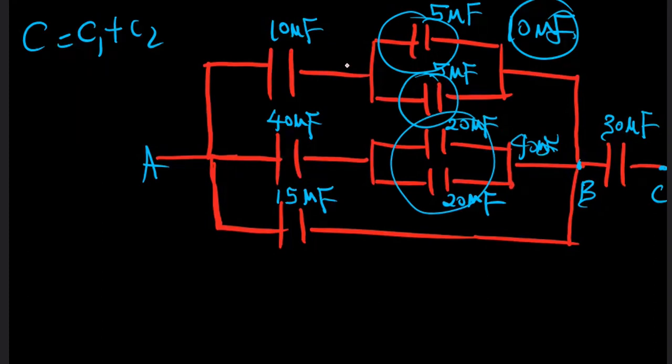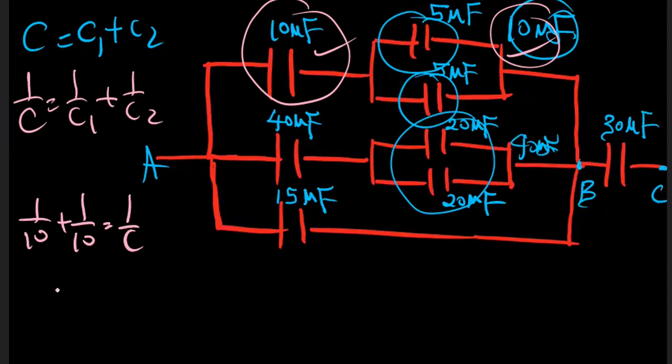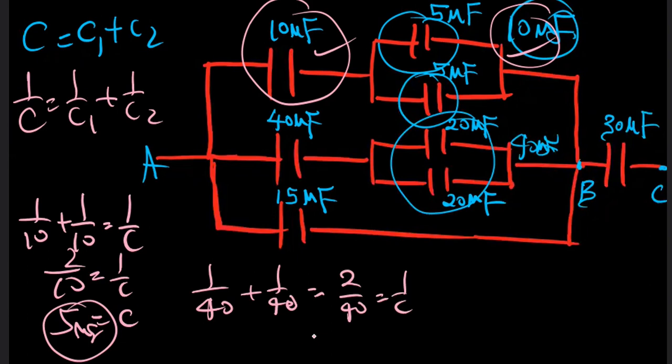And now this 40 microfarad and this 10 microfarad are in series. You know how to add them. 1 over C equals 1 over C1 plus 1 over C2. So when I add these two, I get 1 over 10 plus 1 over 10 equals 1 over C, that is 2 over 10. Taking the reciprocal, C becomes 5 microfarad. Here the same scenario, 1 over 40 plus, again you know it, 1 over 40. So 2 over 40 equals 1 over C. Taking the reciprocal, 40 over 2, that becomes 20 microfarad.